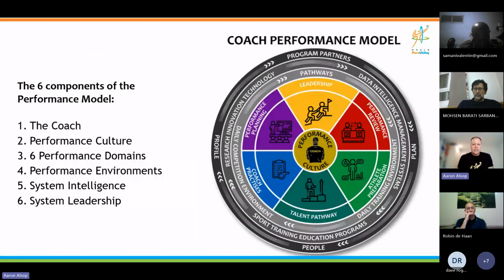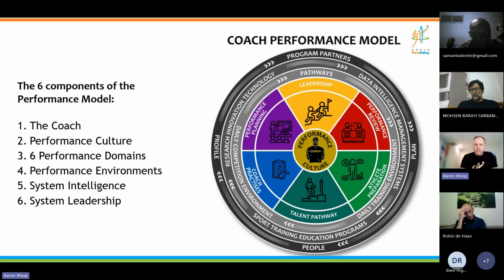So as an encompassing model, what you can see now there on the screen is the diagram that puts all of those 6 components of the performance model into one visual representation of what we do. So if you look at the center of the model, we've got the person who is the coach. What are we doing to understand the person and support the person? Around the coach, we've created a performance culture, which is the environment in which we perform.